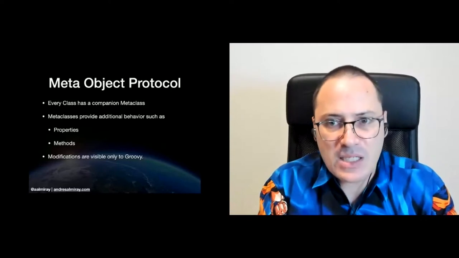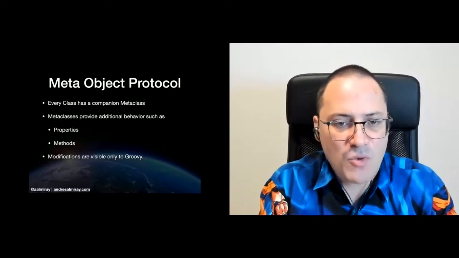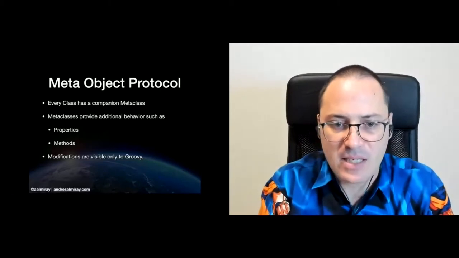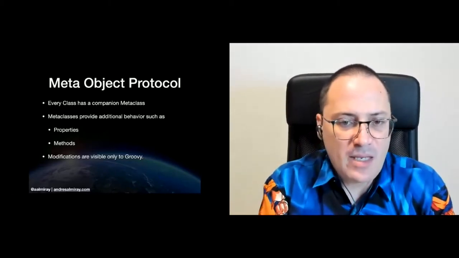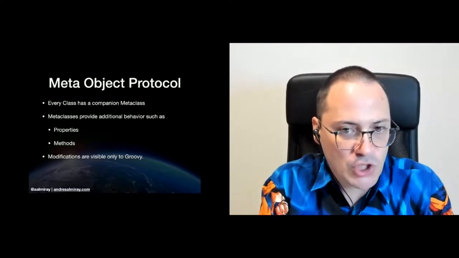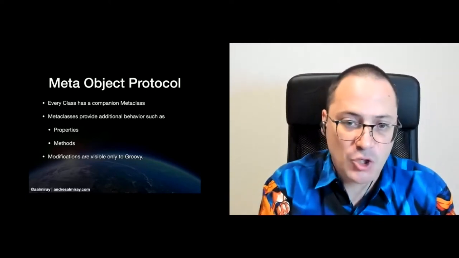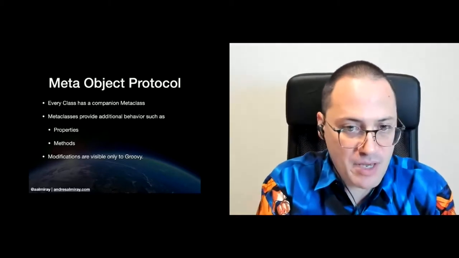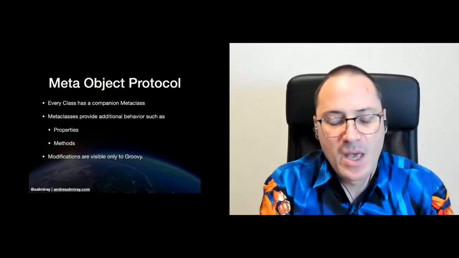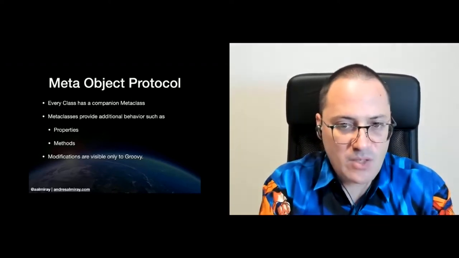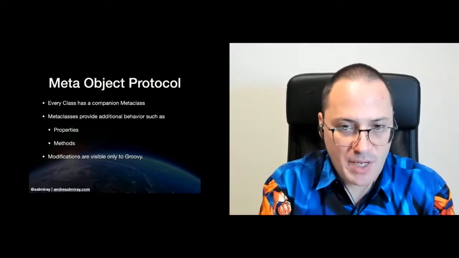So in a sense, when you invoke a method or get a property from an instance or a class in Groovy, it does not go directly to the class as you would think in Java. It actually gets routed through the meta object protocol, through the meta class, to figure out if there are any additional things that the meta class can do for you. The modifications that you make to the meta classes are only visible to Groovy while you're running Groovy.